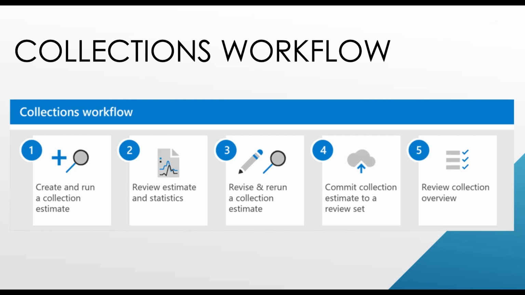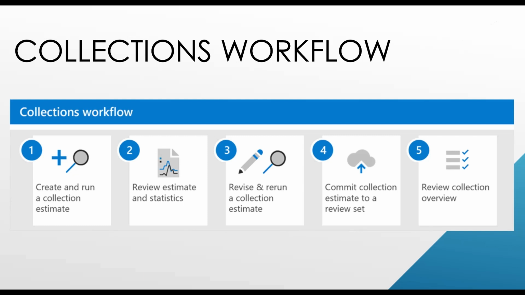Number 2, review estimate and statistics. Look through all of those statistics. Look at the hits and the locations and the items and the users that you've added into that case to decipher who has the most hits and where the most data that's relevant to the case is stored. This will then help you in the review set to start filtering down on those users and on those workloads that have those high-numbered hits.